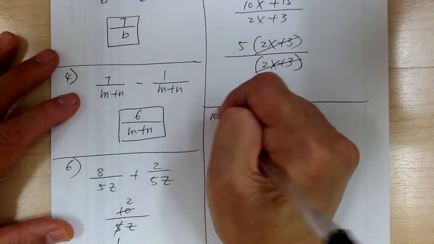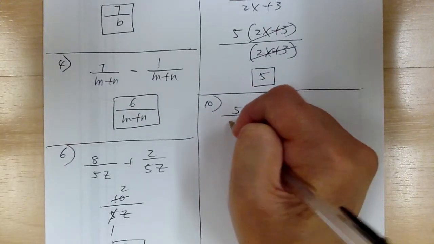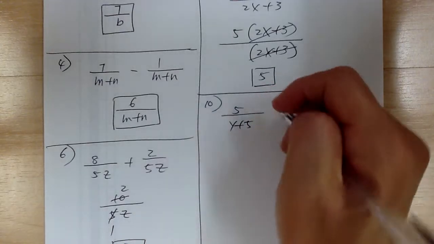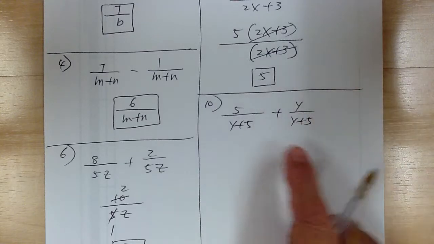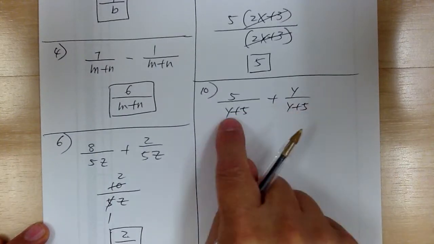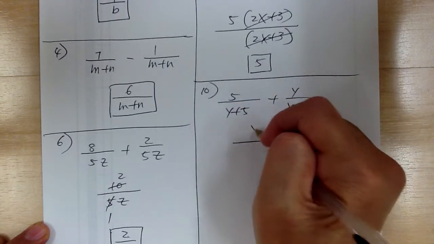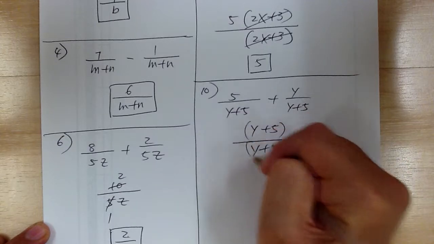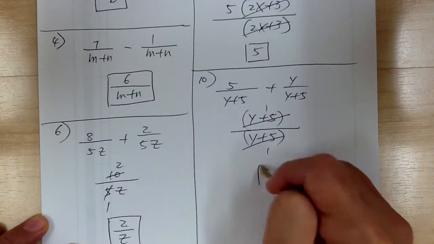Okay, let's go to 10. So you have 5 over y plus 5 plus y over y plus 5. Okay, so check for common denominator. Yes, so you can go and add. So when you add these, I'm going to put them in the correct order and put a group around them. And so when you cancel, you get 1. So the answer is 1.